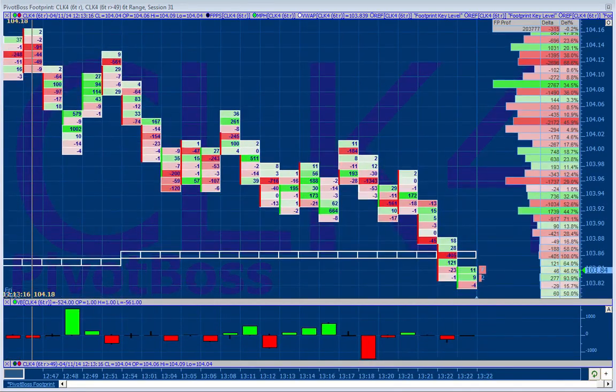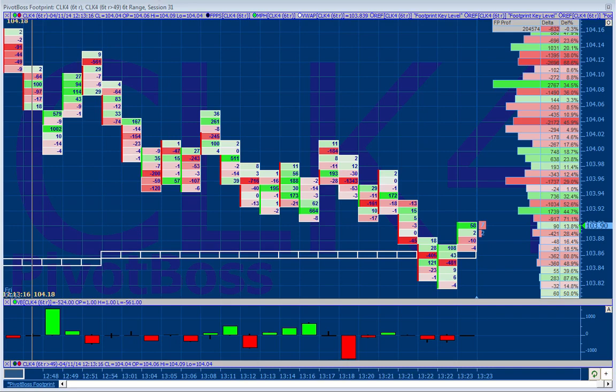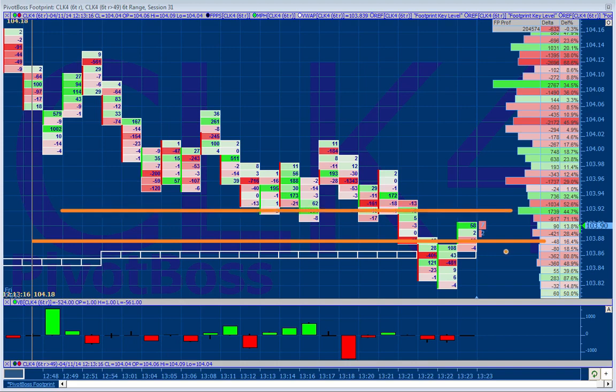Now keep in mind, look at this. Let's pause it. Here's 103.88. Here's 103.92. That's the zone of support where all of the sell imbalances were dropping into that area, and those sell imbalances were being absorbed by passive buyers, and price was rotating higher.